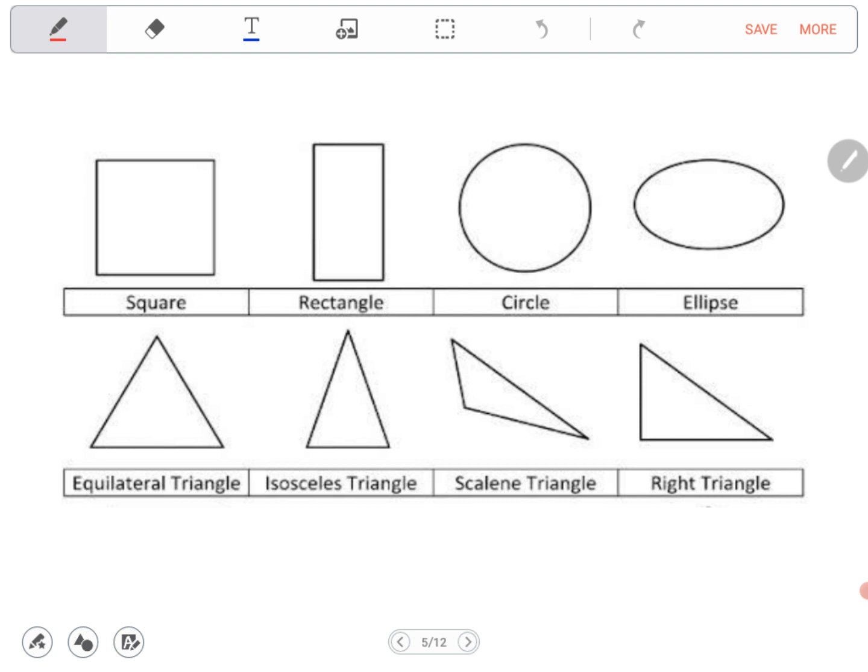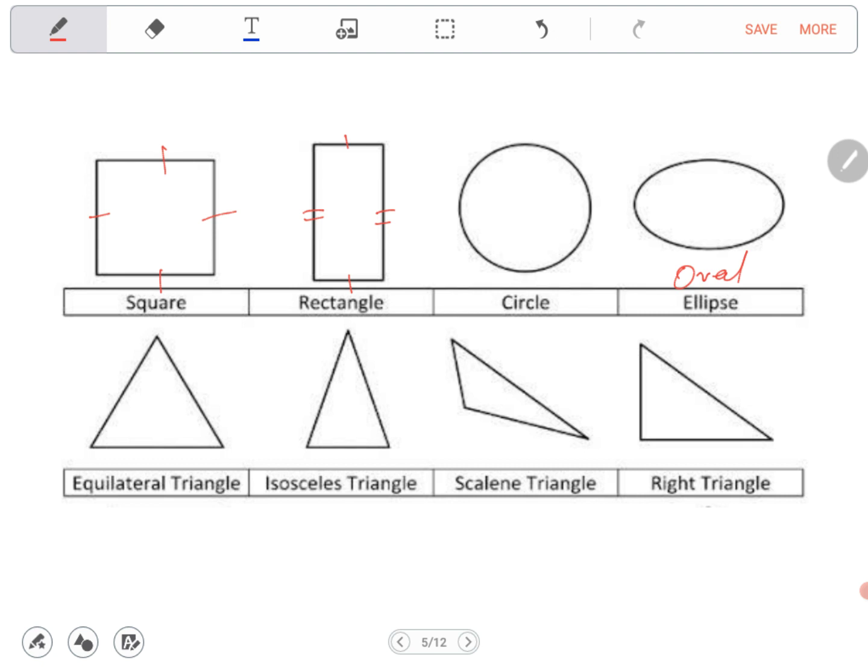Now we have a square as one of the regular shapes, whereby this side is equal to this side and this is equal to that side. So all the sides of a square are equal. And we have a rectangle where this side is equal to this side and this side is equal to this side. All right. And obviously we have a circle, and then we have an ellipse, or what we normally call an oval.